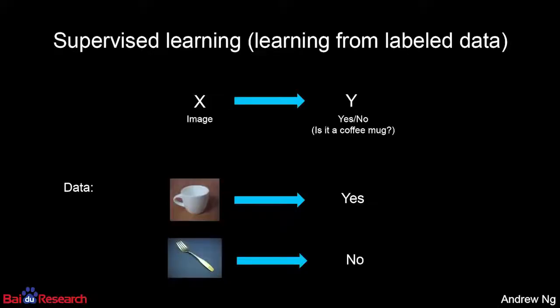And despite all the hype of deep learning, almost all the value today of deep learning is through supervised learning, or learning from labeled data. All this talk about simulating the brain and so on, almost all the value today is driven by this one idea of learning X to Y mappings, in which you might have a lot of labeled data, a lot of pictures, some labeled yes, this is a coffee mug, some labeled no, it's not a coffee mug. And with a huge training set like this, you can learn very good coffee mug recognition systems.